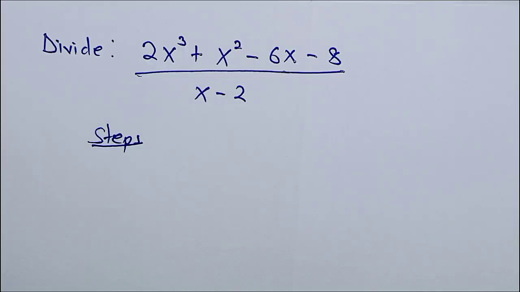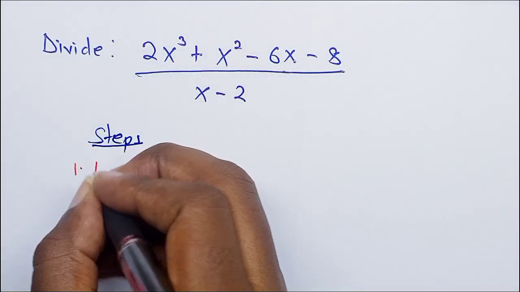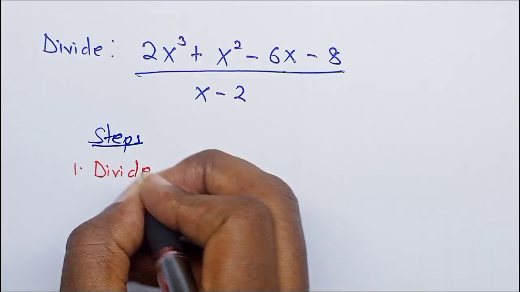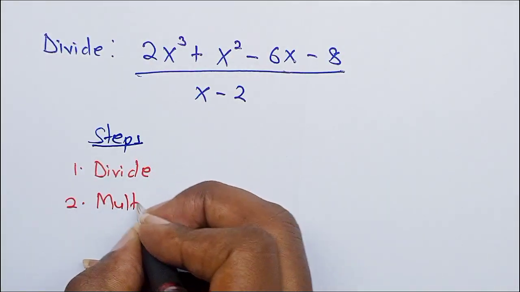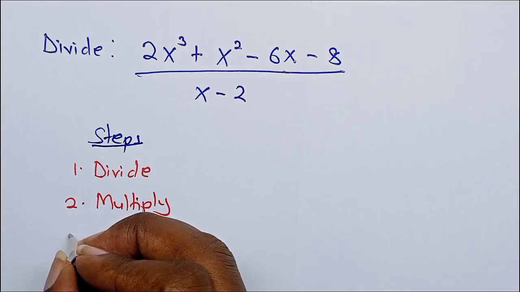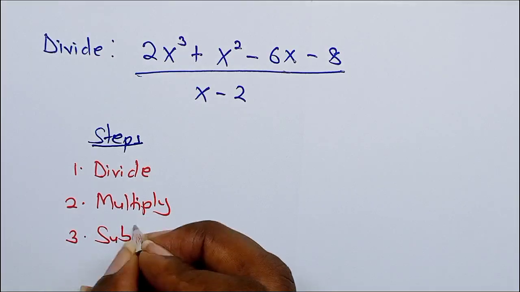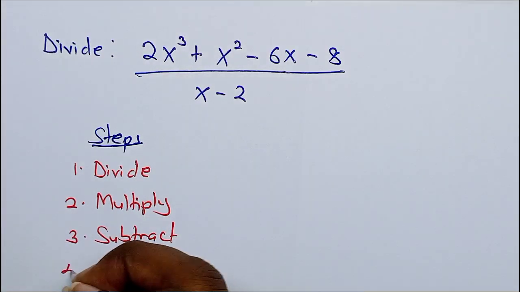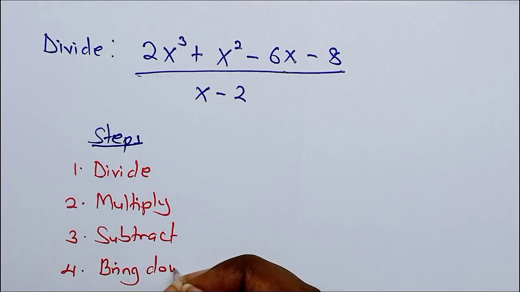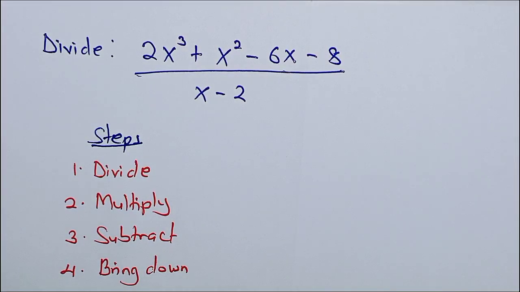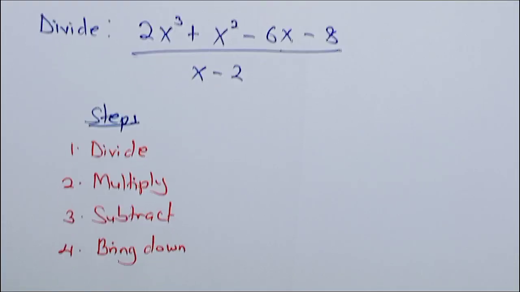So the first step is you're going to divide. After that, you multiply. After that, you subtract. And then you bring down. I'm going to show you how all these are applied. Don't worry. So we are using long division as I've mentioned.